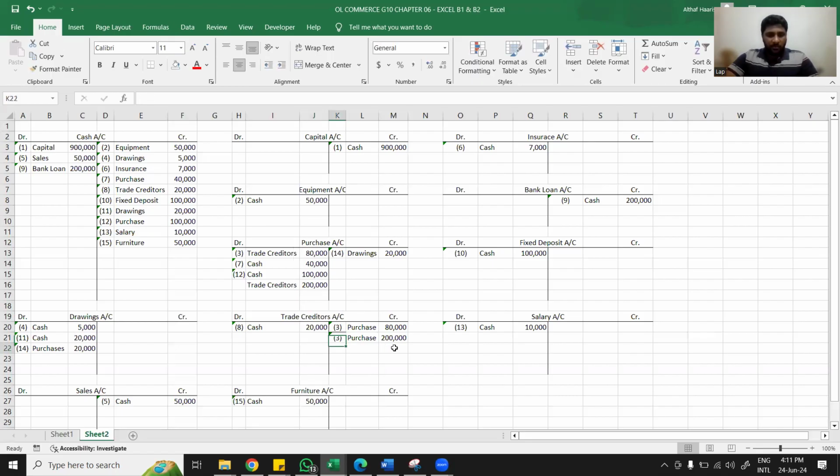Section number 16. Done. Now let's move to the next one.